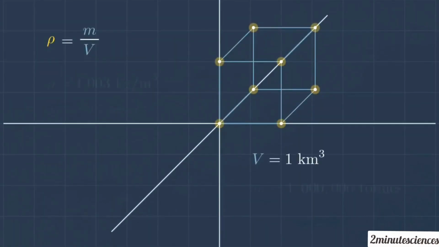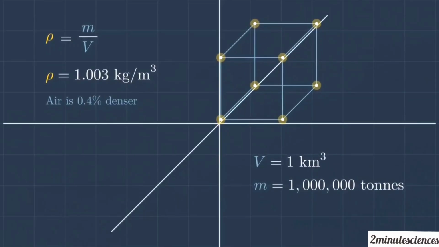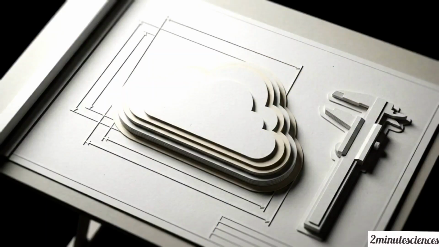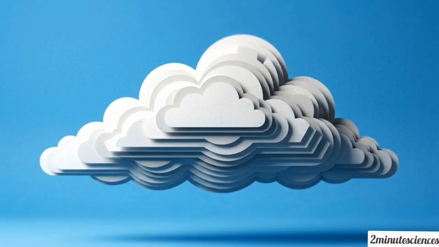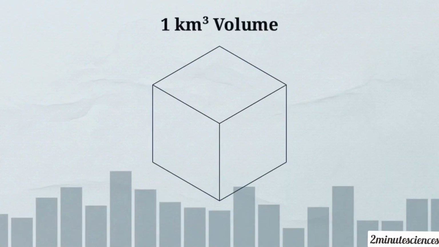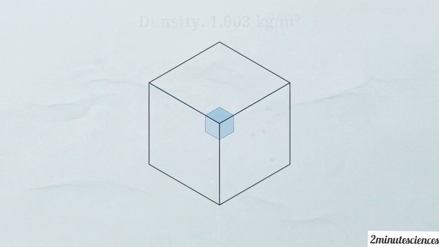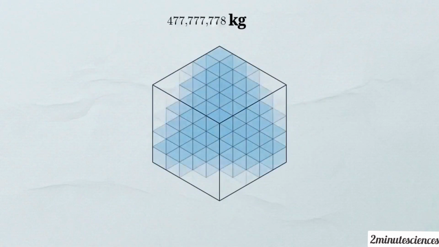To understand how the sky functions, we have to move past visual assumptions and look at the mathematical measurements that define the atmosphere. To weigh a cloud, we first have to define its boundaries. Since clouds vary in size, we'll start with the dimensions of a typical medium-sized cumulus cloud. This standard cloud occupies exactly 1 cubic kilometer. Within this space, the mixture of air and water droplets has a density of 1.003 kilograms per cubic meter.